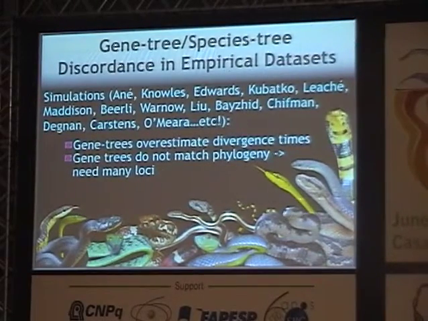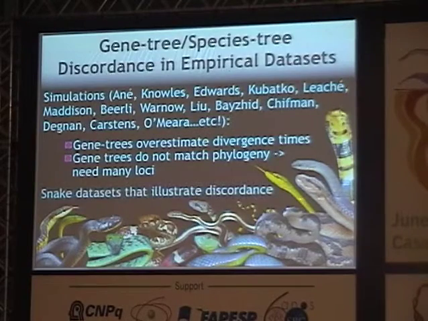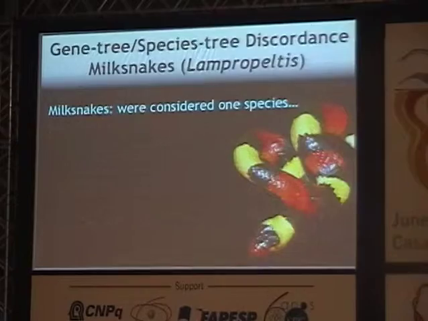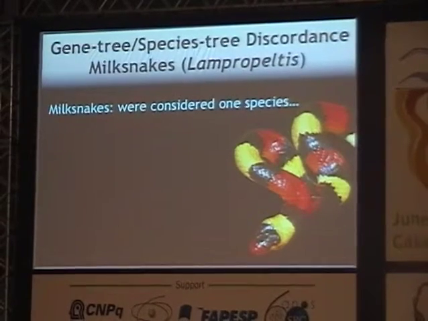I don't want to imply that other people haven't done empirical work that illustrates some of these concepts, but I want to tell you about how this works using a couple of data sets specifically from snakes. So all I'm going to talk about is snakes during this session. I hope that's what you really came for. The first thing I'm going to talk about is related to this overestimation of divergence times when you're using gene trees rather than species trees.